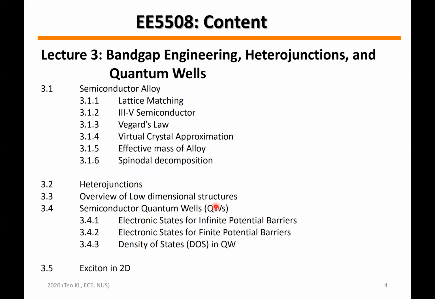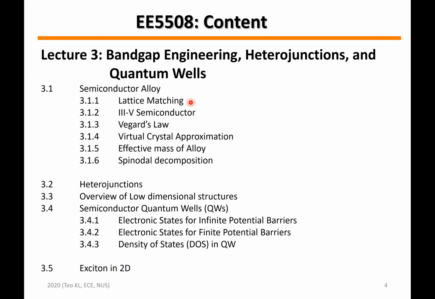In Lecture 3, we will cover bandgap engineering, heterojunction, and quantum wells. First, we will discuss what is semiconductor alloy. By alloying semiconductors, it affects the energy band structure, bandgap, lattice parameters, mechanical constants such as elastic moduli, and also affects the optical and electronic properties, and many other aspects of the resulting material such as scattering rate.